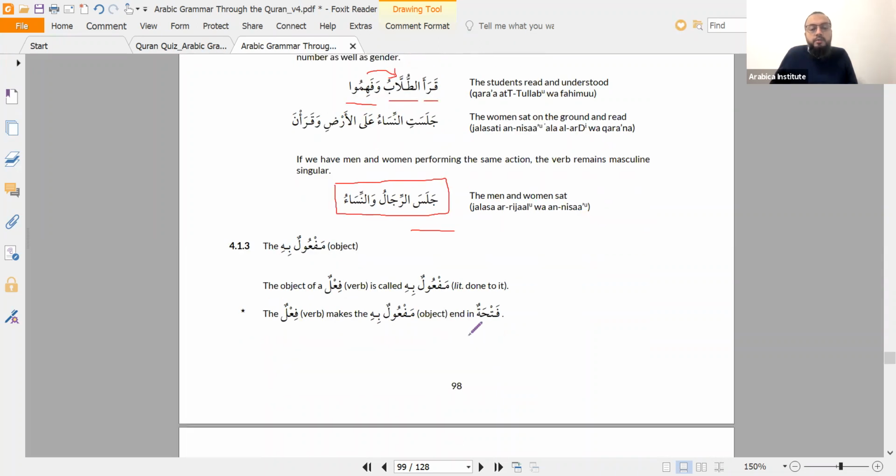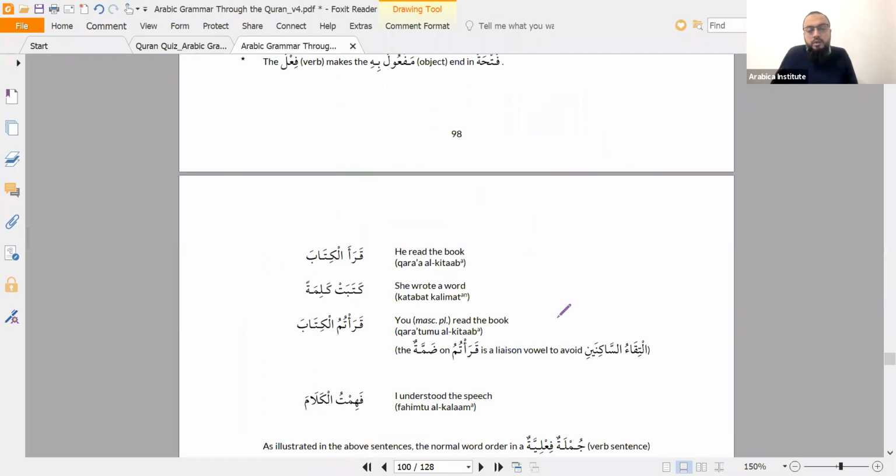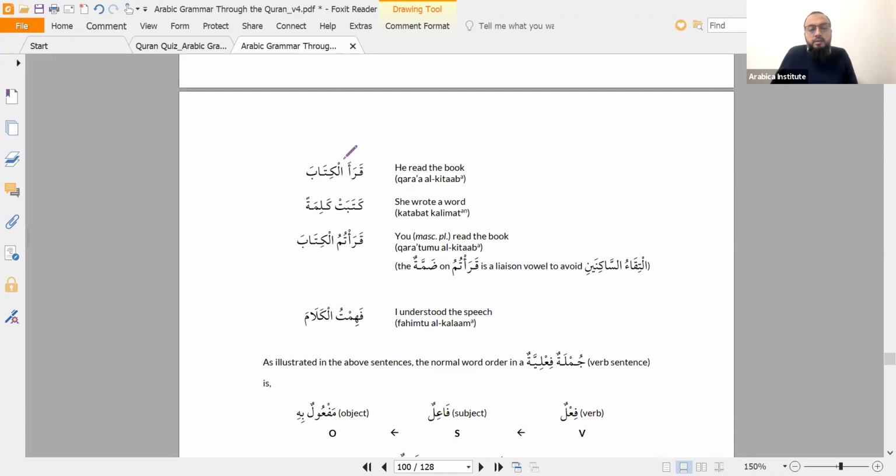Right, now let's look at the maf'ulun bihi. The maf'ulun bihi is the object of the verb. And the object of the verb, as we know, wants to go up. It wants to end in a fatha. So we have here, he read. So now we've got our verb sentence, our jumla fi'liya is this qara'a.